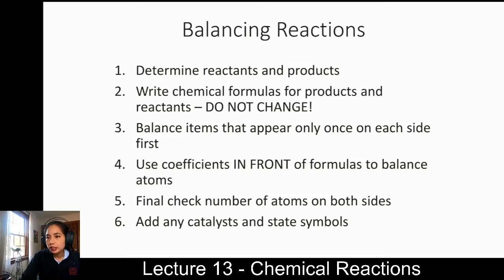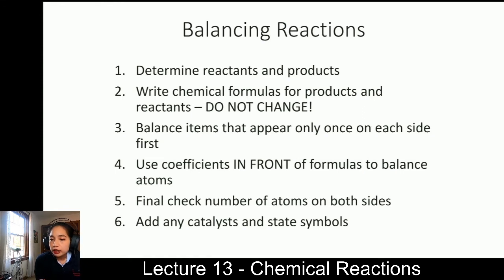Okay, so let's continue on with balancing reactions. So the first step with balancing a reaction is just actually writing out a chemical equation. You want to determine the reactants and products, so our skeleton structure of a chemical equation. And then once you write out all the chemical formulas for those products and reactants, you don't want to change those formulas. All right, we're going to keep those the same.